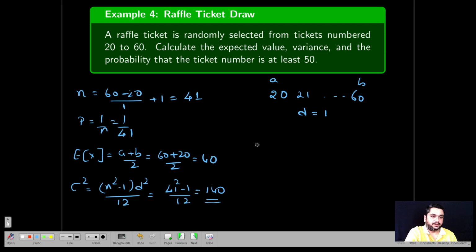Next, what is that to find? The probability that a ticket number is at least 50. At least means P of x is greater than or equal to 50. Now, we can write it as 1 minus P of x less than or equal to 50 is already included. The previous integer is, so this is the discrete case, okay? You have to write it as the previous, less than or equal to 49.